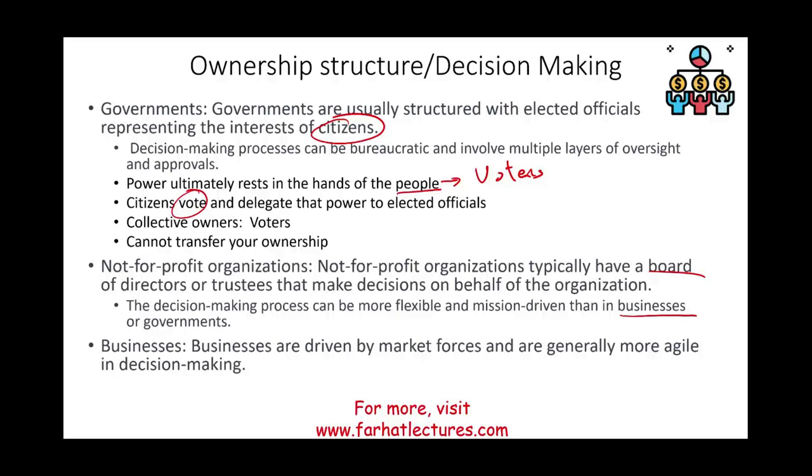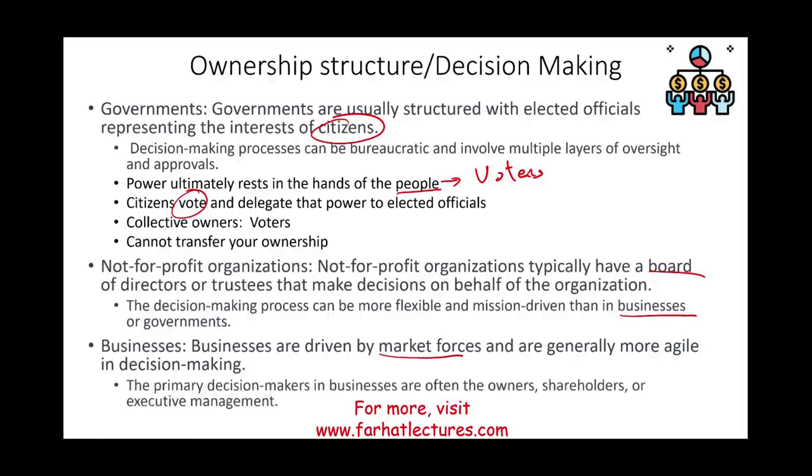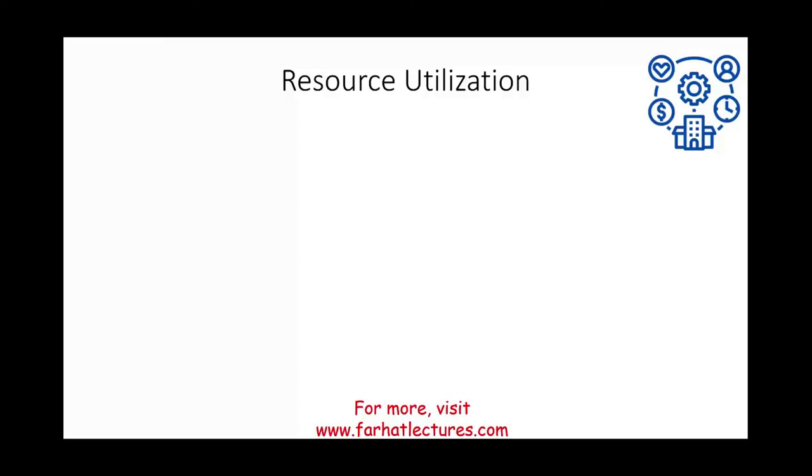Businesses are totally different. Businesses are driven by market forces, and they make decisions more quickly. But who owns the businesses? Here's the difference. The owners are the shareholders, or it could be executive management who are also owners and shareholders. So notice, your motivation is totally different. In a business, you are held accountable to the people that own the company, the stockholders. Therefore, the reporting will target their needs. For the government, your reporting should target the needs of the voters, which is what? Totally accountability, which we'll see later on when we talk about financial reporting.